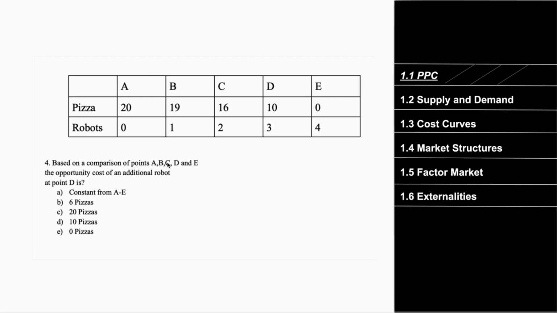Based on a comparison of points A, B, C, D, and E, the opportunity cost of an additional robot at point D is, and you should have gotten 10. For opportunity cost, we look at the next unit. So for point E, we can see we're producing 0 pizzas and 4 robots. At point D, we're producing 10 pizzas, 3 robots. So the opportunity cost of an additional robot when we're increasing 1 robot is 10 pizzas because we're losing 10 pizzas. So the answer here is D.